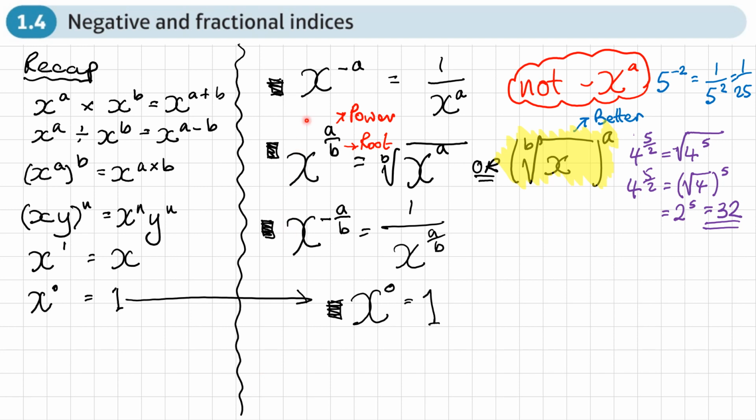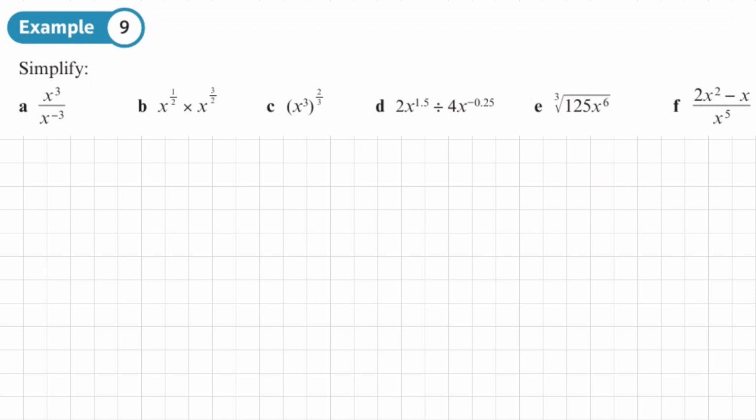So we can combine these new rules here with the previous rules that we used before. Example 9. Part A, what we want to do is to simplify all of these. So we have x cubed divided by x to the minus 3. Now when we've got a division, what we do is subtract the powers, so it's going to be 3 minus negative 3, so we need to be careful. That's the same as x to the 3 plus 3, so that becomes x to the power 6.